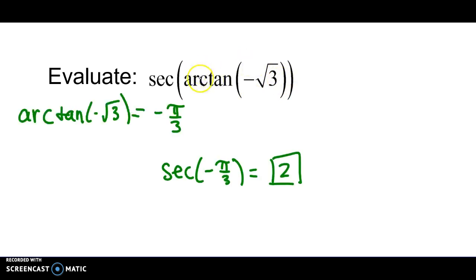All right, so I started by finding what's the arctangent of negative root 3, which, just to double check, is negative root 3 in the domain of arctangent? Yes, because the domain of arctangent is all real numbers. So that is negative pi over 3, see your range. And then the secant of negative pi over 3 is 2. Next one.